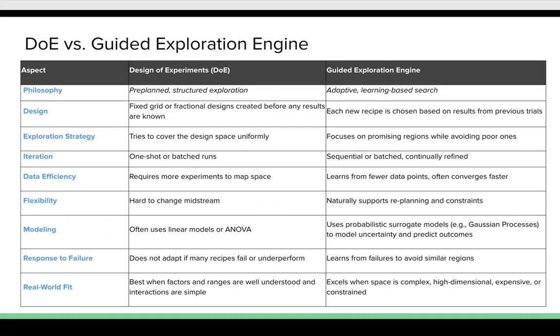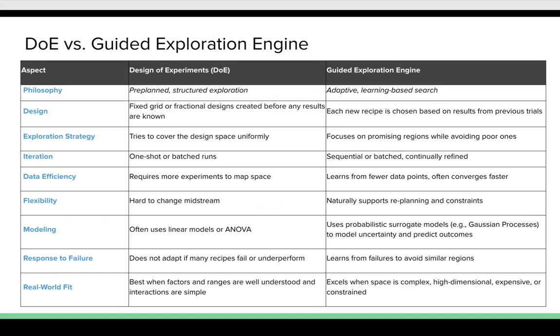In design of experiments, you might have a fixed grid or a fractional design that you create before any of the results are known. Whereas in active learning, you're choosing the next set of recipes based on the results from the previous trial. And the goal typically for the exploration strategy in design of experiments will be to cover the design space uniformly.